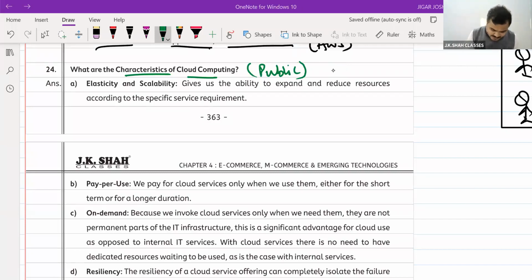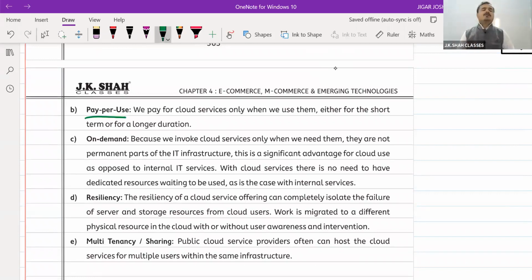First one, elasticity and scalability. Anytime we can scale up the resources or scale down the resources. Whenever we want, we can increase the resources from 30 GB to 60 GB. Anytime we can reduce from 60 GB to 30 GB or even 30 GB to 10 GB. Understood? Yes. So first, it gives us the ability to expand or reduce the resources according to the specific service requirement. Number two, people, pay per use. As much as you use the services, pay for it. Understood? See this.